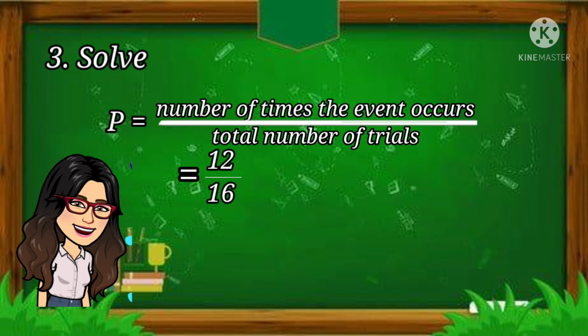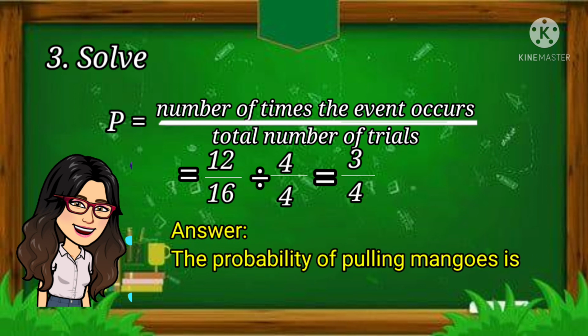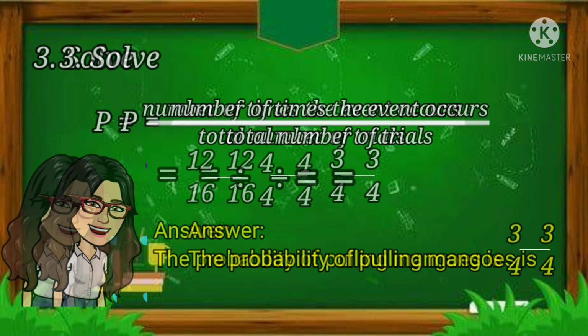Then we are going to simplify or reduce our answer to lowest terms. Since 12 and 16 are divisible by 4, we are going to divide the numerator and the denominator. So 12 divided by 4 is equal to 3 and 16 divided by 4 is equal to 4. So our final answer is the probability of pulling a mango is 3 over 4.